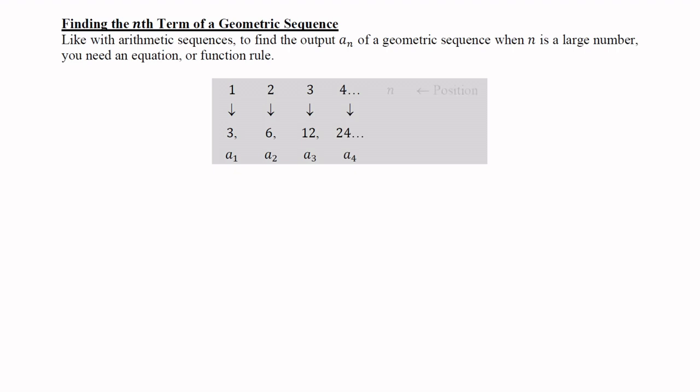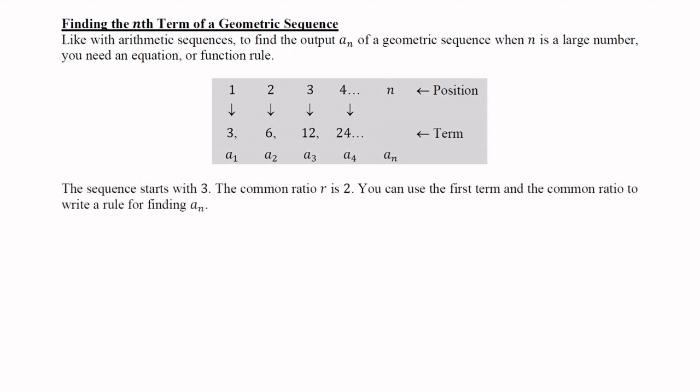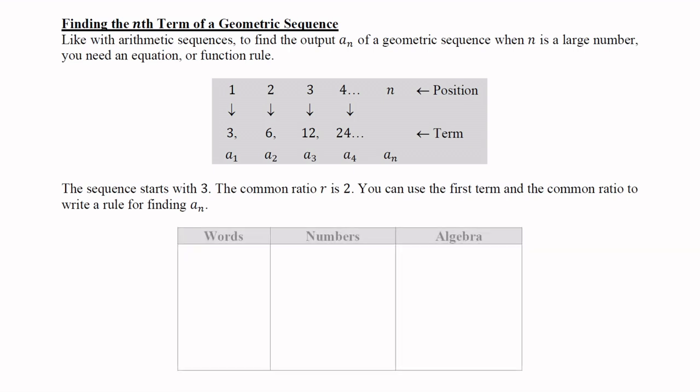So let's say that we have an nth term. We're in the nth position. Our term would be denoted as a sub n. The sequence starts with 3. The common ratio r is 2. You can use the first term and the common ratio to write a rule for finding a sub n. So the first term, 3, is a sub 1.